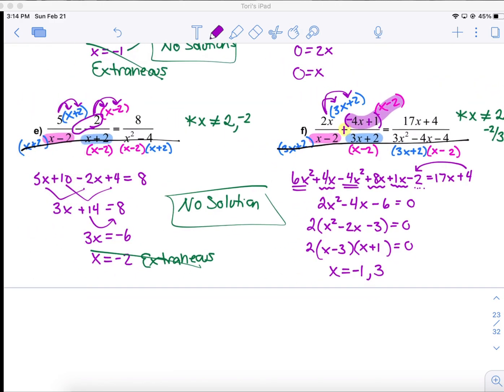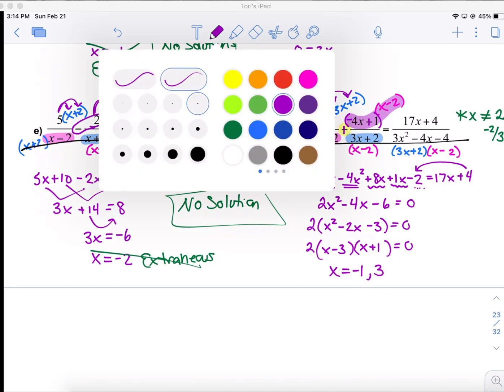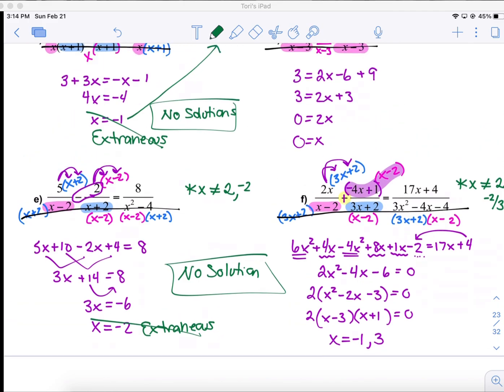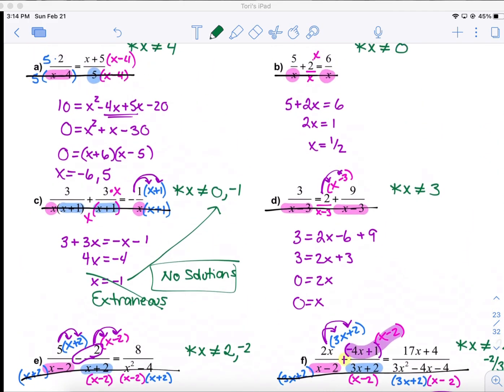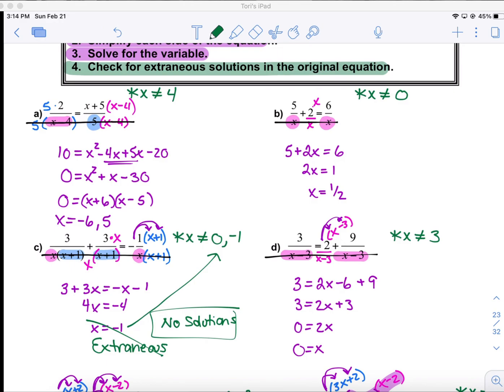All right, if you missed anything on E and F, go ahead and pause the screen and copy what you see. And we are going to go back one more time and check for extraneous solutions, okay? All right, so we don't have to check on C or E, but we do need to check on these ones, okay?